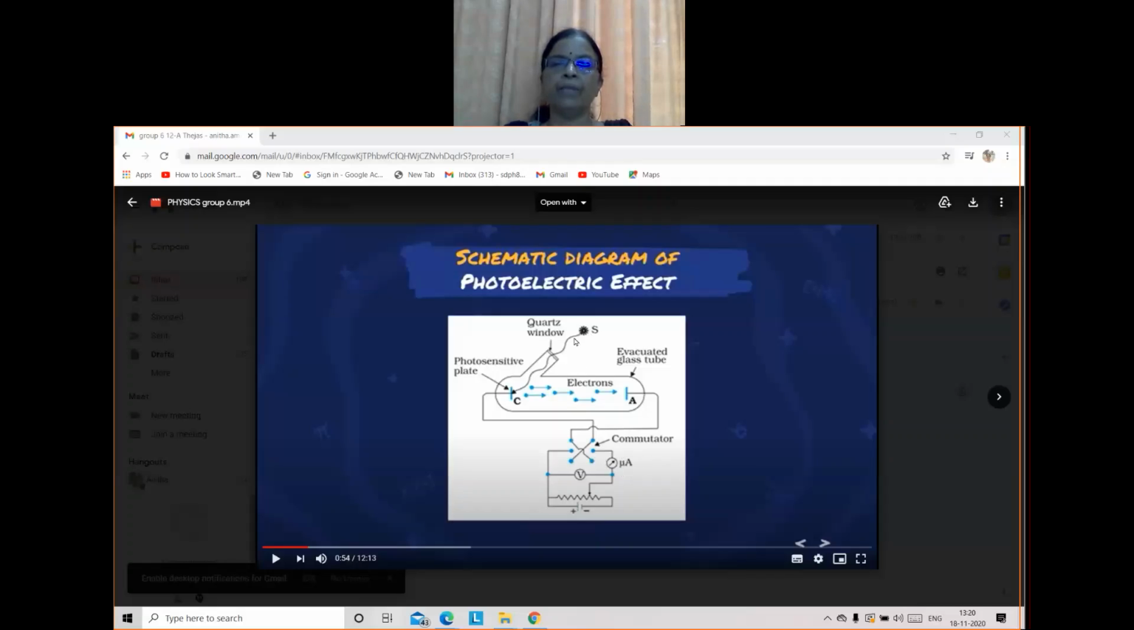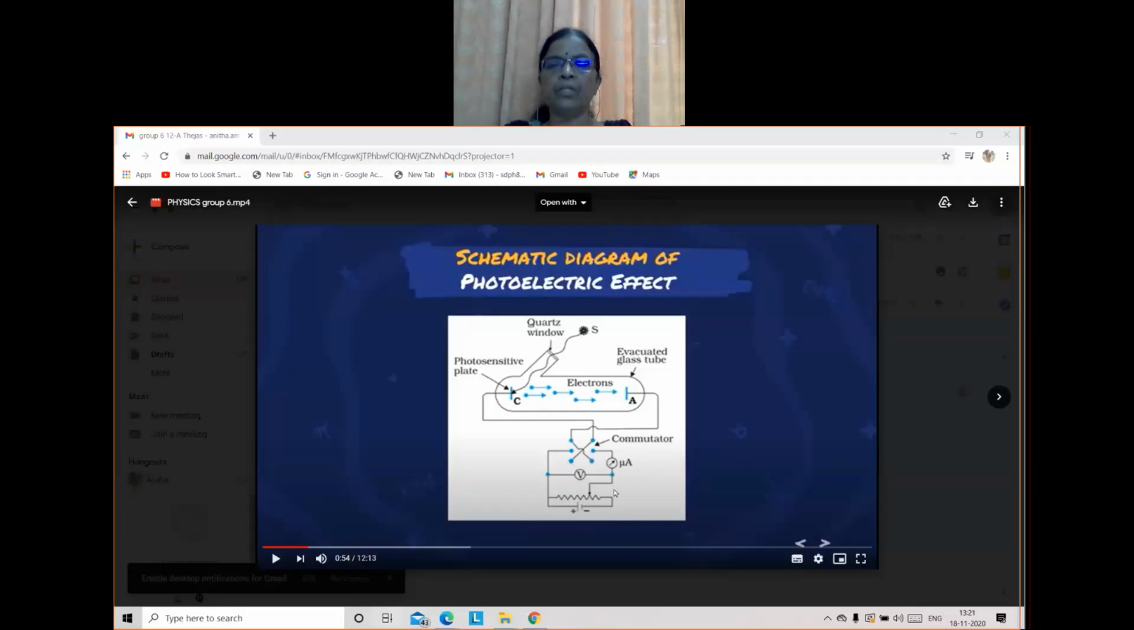If there is no light, will it read any value in this ammeter? No, because no electrons are there. It is completely vacant here. No motion of charges here. The path is incomplete, open, so no current will be there. But when the light of suitable frequency is incident on this plate, electrons are ejected and move to the plate A, and the current we can read in the ammeter.